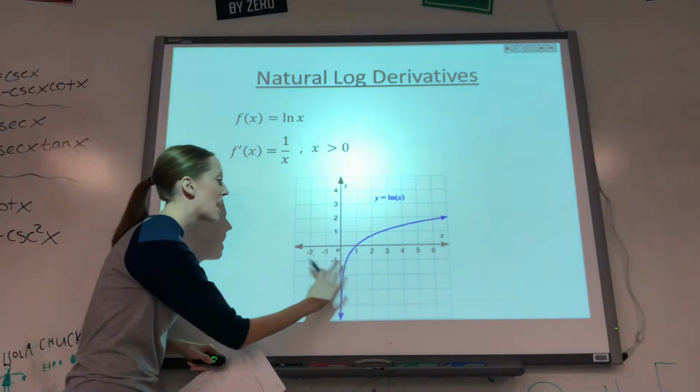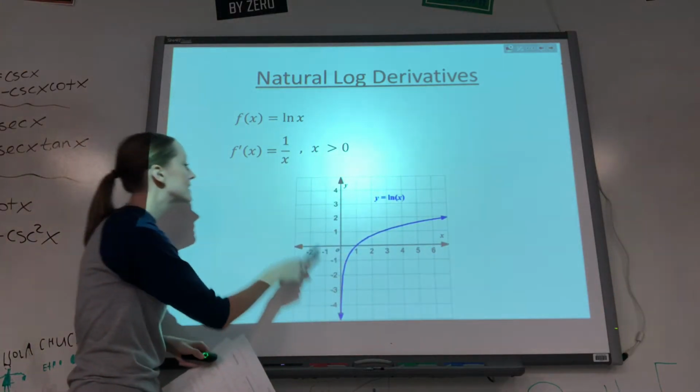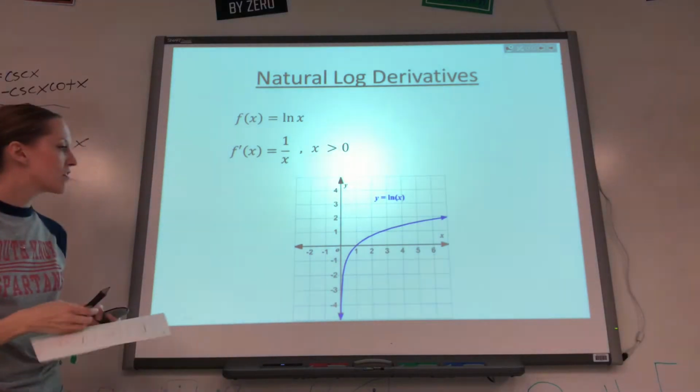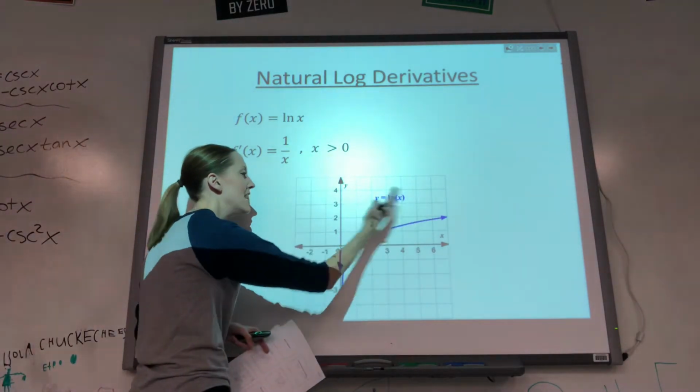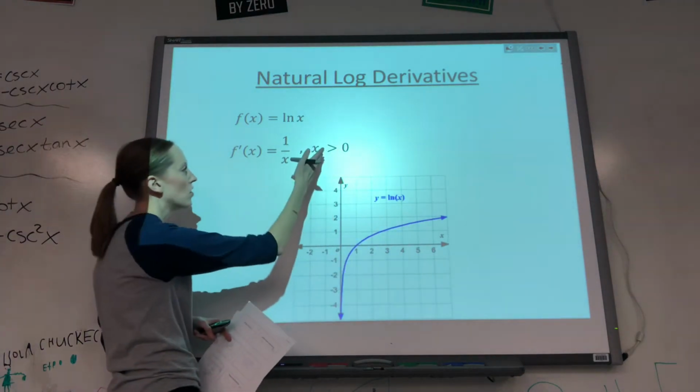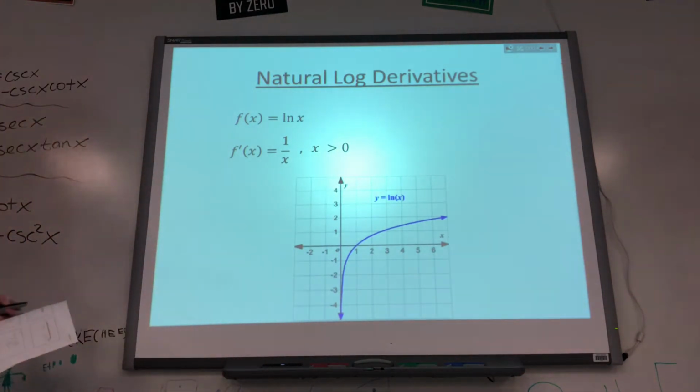And you don't have to copy this down, but this is another reason why x needs to be greater than 0. This is just the graph of a natural log function, and the x's are all greater than 0.